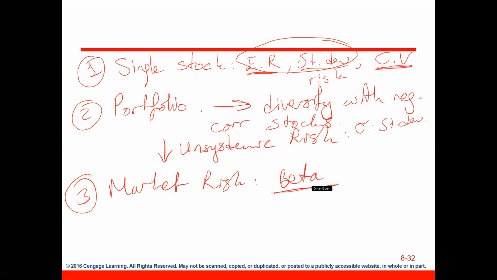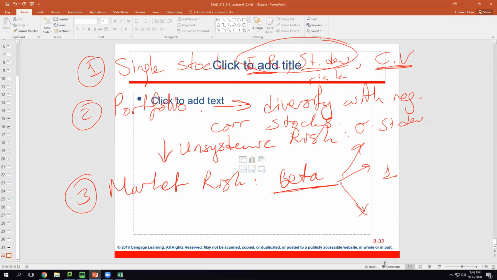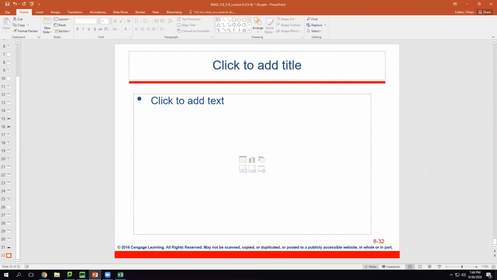For beta, the criteria is 1. If it is 1, then it is as risky as the market. If it is higher than 1, it's more risky than the market. If it's less than 1, it's less risky than the market. That's basically what we have done today.